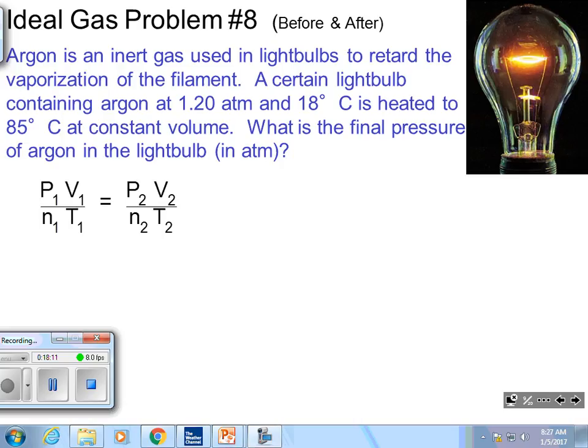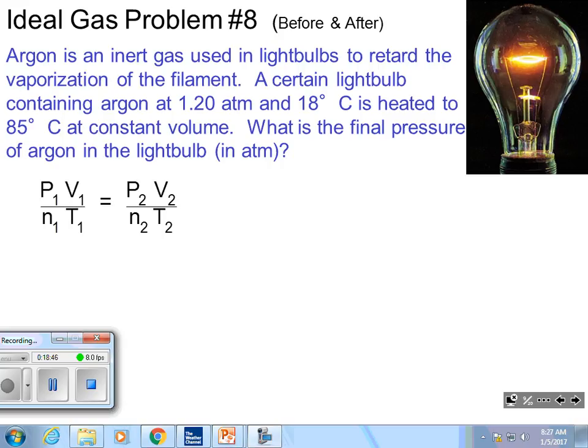The problem states that argon is an inert gas used in light bulbs to retard the vaporization of the filament. A certain light bulb containing argon at 1.20 atmospheres and 18 degrees Celsius is heated to 85 degrees Celsius at a constant volume. What is the final pressure of argon in the light bulb? And they want that in atmospheres.